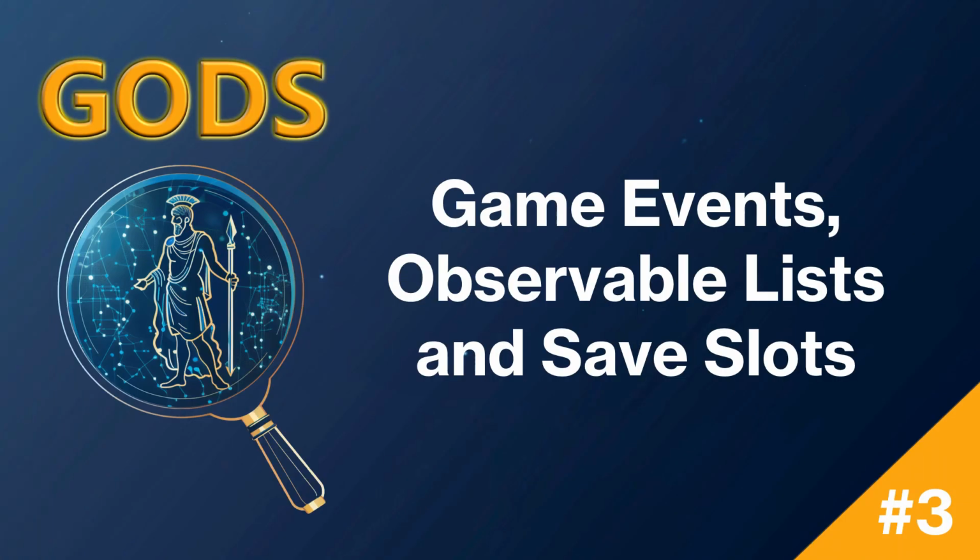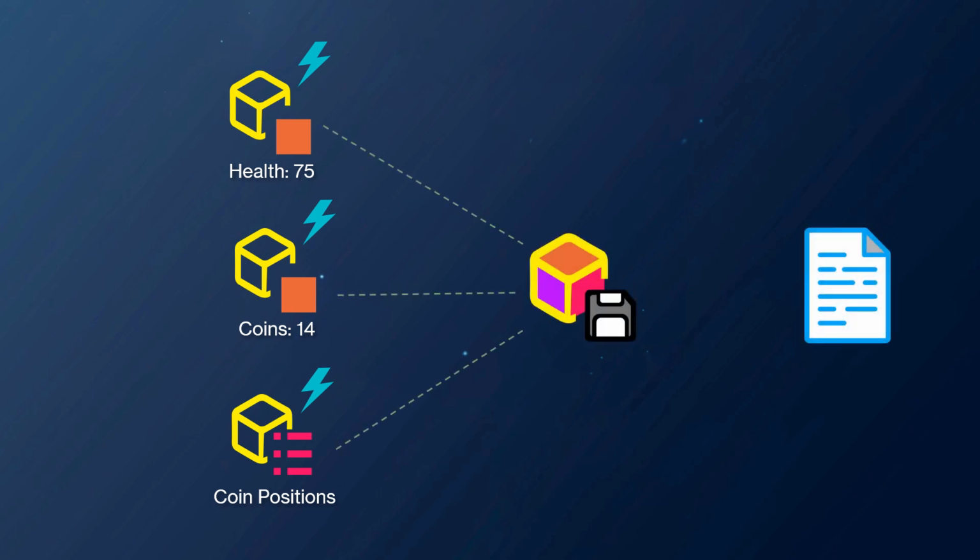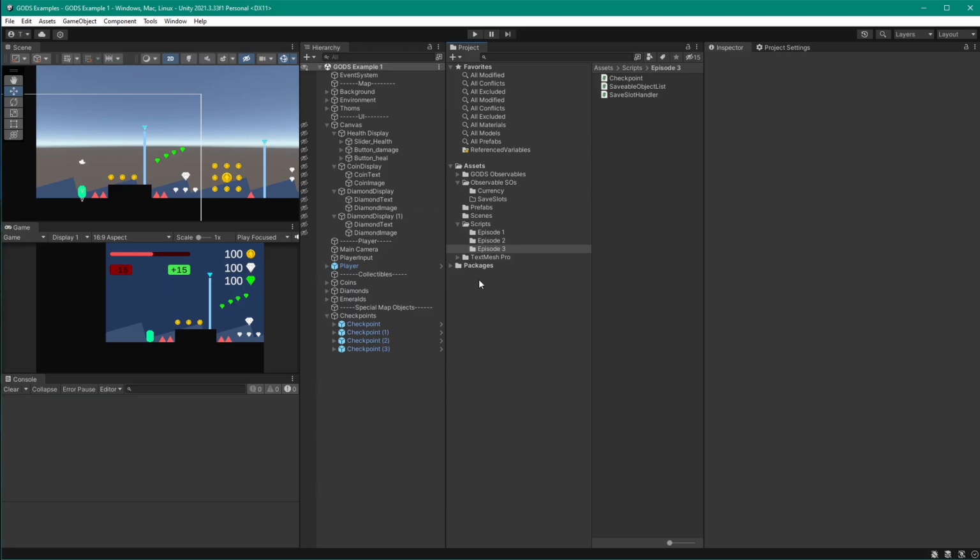Now in this episode, we will implement a checkpoint system with a custom event. When the player reaches a checkpoint, we will make use of the data within our observable variables to save our data to a save file using the GODS SaveSlot system. And looking forward, in the next episode, we will then use the SaveSlot system again to load in the saved data to then update our scene accordingly.